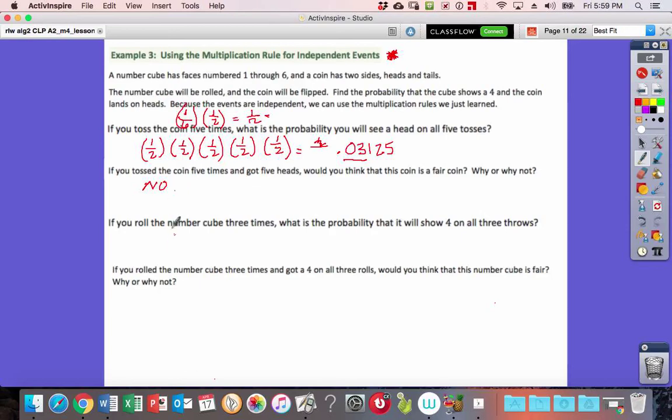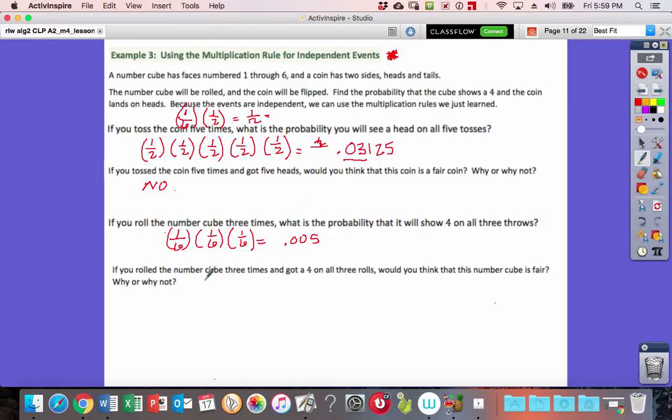Now, if you roll the number cube 3 times, what is the probability that it will show 4 on all 3 throws? Well, it'll be 1 out of 6, 1 out of 6, 1 out of 6, and I'm going to get my calculator out for this one, and I'm going to get 0.005.